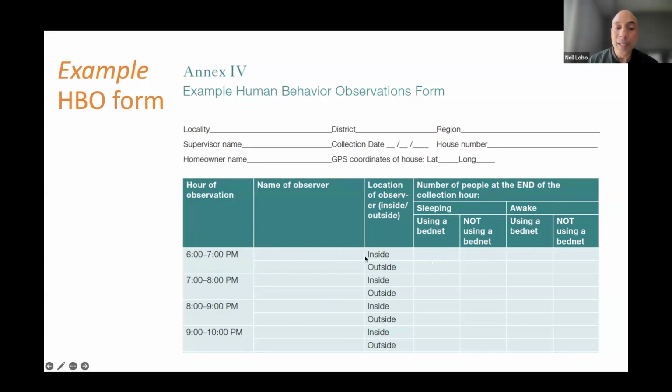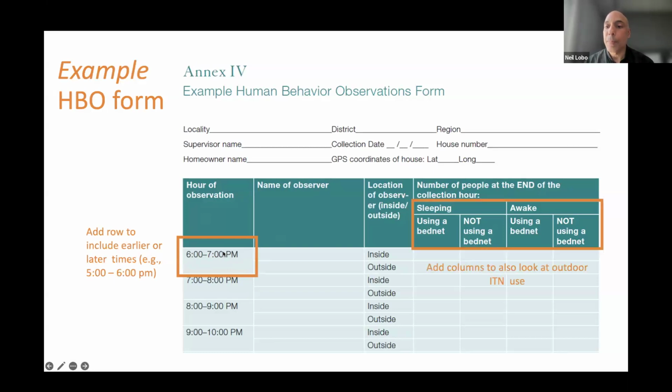And now this form can be adapted and changed. For example, let's say your mosquitoes bite at 5 in the evening. You'd want to add an extra row there for 5 to 6 p.m., correct? And let's say people sleep outdoors with bed nets, and that's not on this form. Add that to your form. Outdoor sleeping with a bed net. You can look at multiple things based on your question. Adapt these forms. So this is already done.